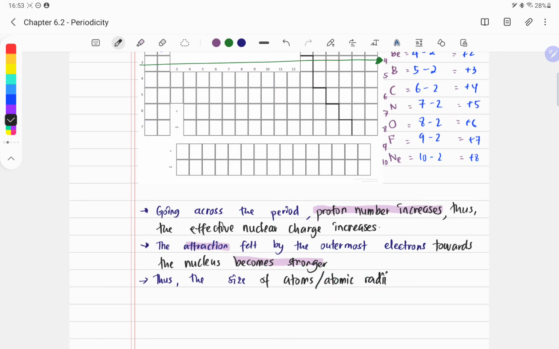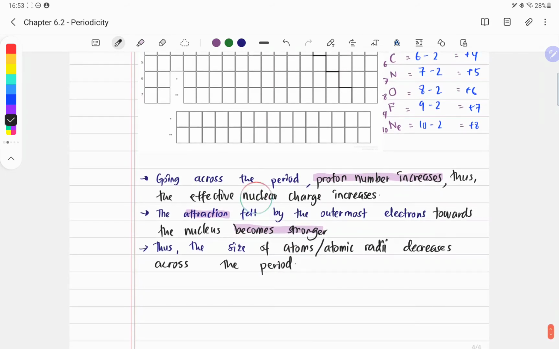So attraction becomes stronger, and because of this, thus the size of atoms, or atomic radii, okay, because the attraction is stronger, the size will become smaller. Thus the size of atoms, or the atomic radii, decreases across the period. So this is the explanation. So we have 4 points here. Okay, proton number, effective nuclear charge, attraction, and the last one is size decreases.